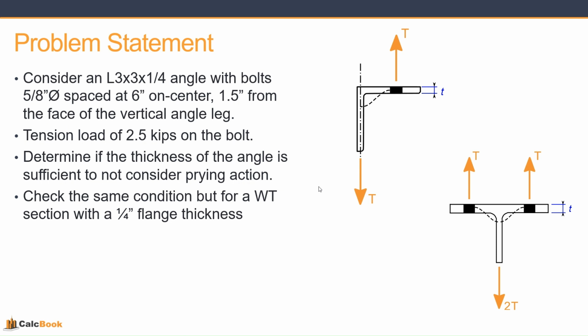So let's take a look at our problem statement for today. We're going to be considering an L 3x3x1/4 angle with bolts 5/8 diameter spaced at 6 inches on center, and it's going to be 1.5 inches from the face of the vertical leg. So we'll have to keep that in mind that we're getting the distance from the face of the vertical leg. We have a tension load T of 2.5 kips on the bolt, and we're going to determine if the thickness of the angle is sufficient to not consider prying action. And then we're going to run the check again. We're going to do it for if we had a T-shape, also with a quarter inch flange thickness. So let's open up CalcBook and we'll get started on the design.